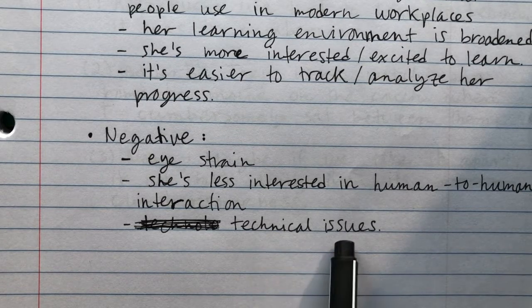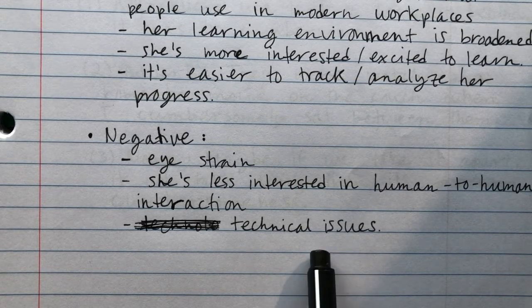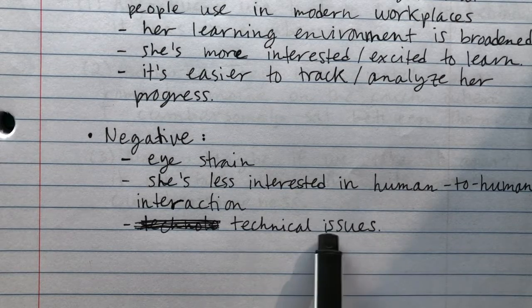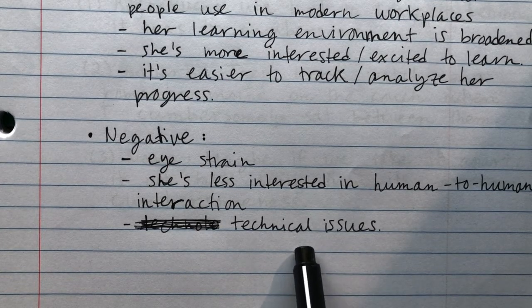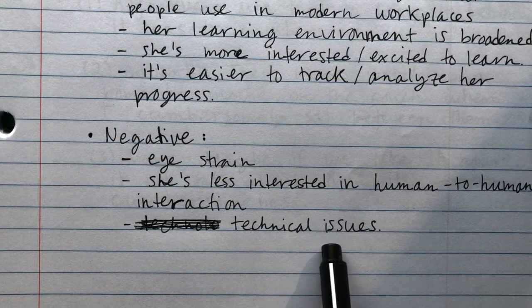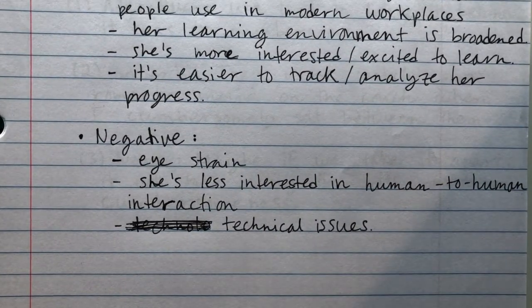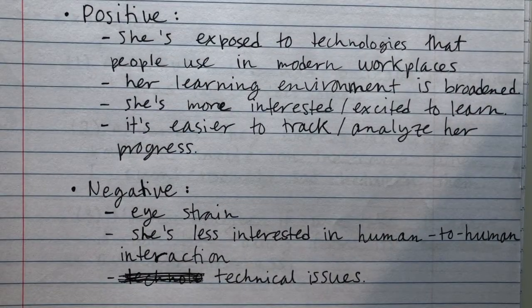And as well, technical issues in the sense that if, let's say, you lose your laptop charger, and your laptop dies, then there you go, can't use it. But if you had a book, that doesn't matter, right? Because books don't need batteries, so you can always use them with ease. Okay? So these are the points that I have for you that will help you write the feedback.